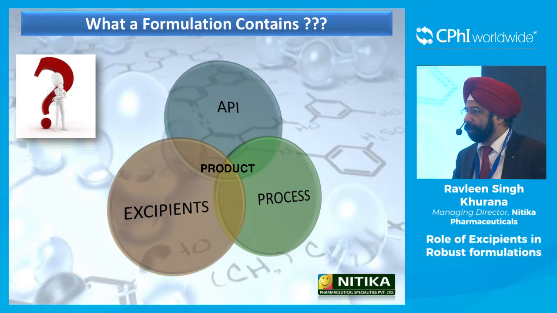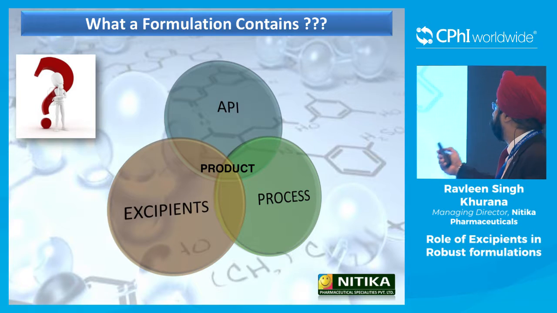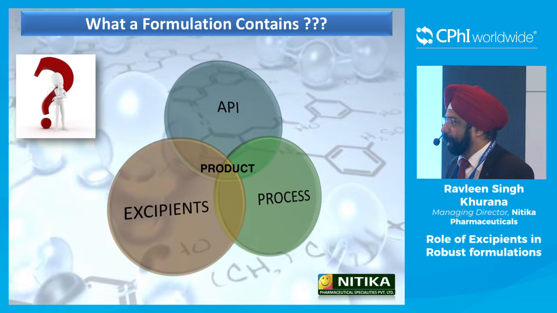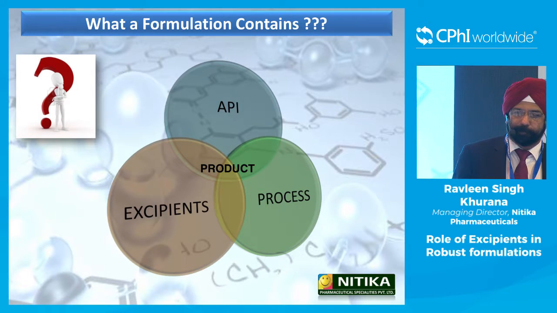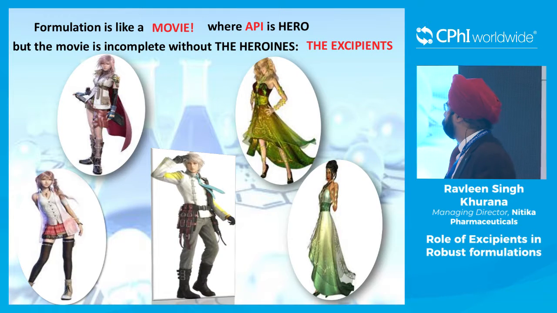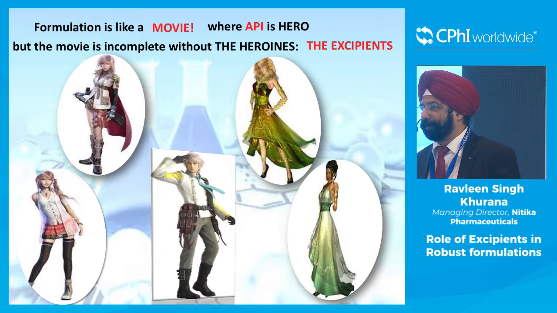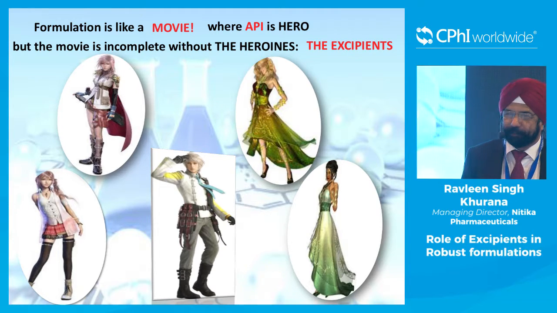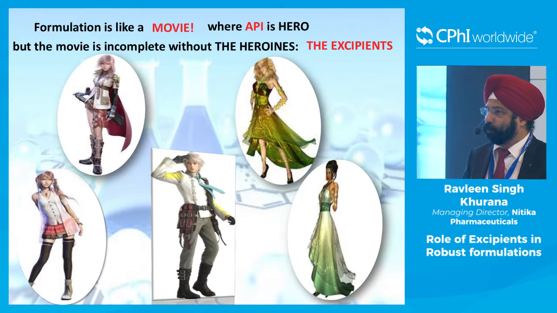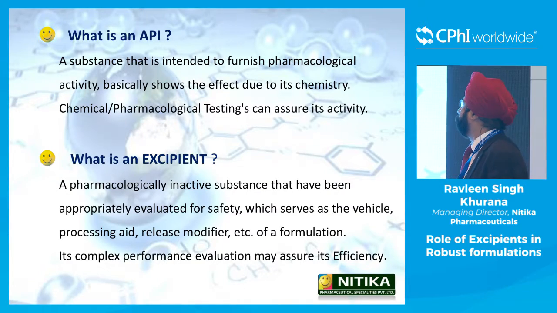A formulation essentially contains three major things: API, process, and excipient that make the product, and the role of excipient is increasing with drug doses going down and down. So a formulation is like a movie where API is the hero. The movie is incomplete without the heroines, the excipients. So the excipients play a very vital and major role in the formulation, which we'll see in the further presentation.